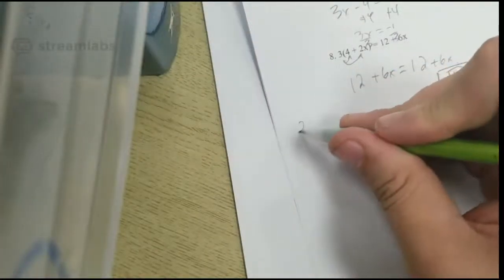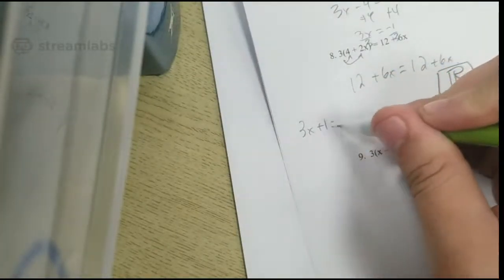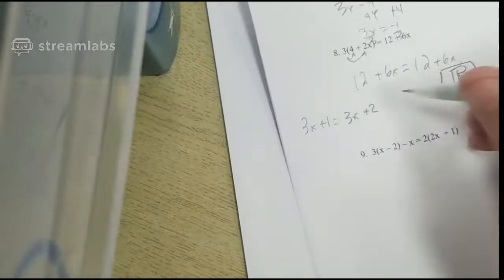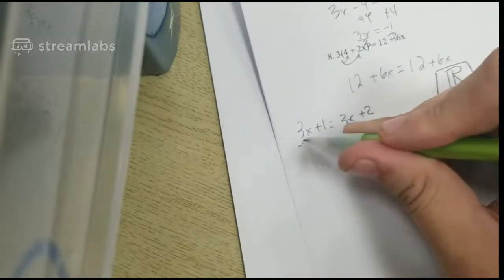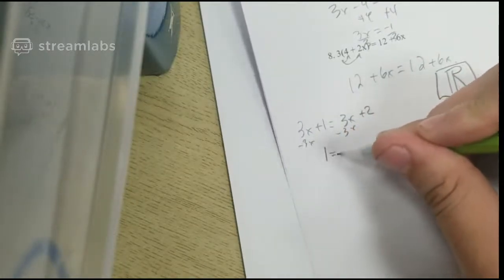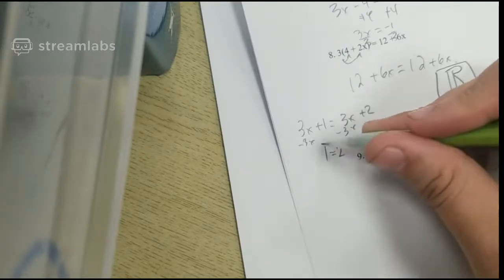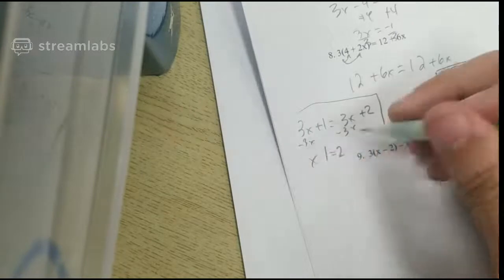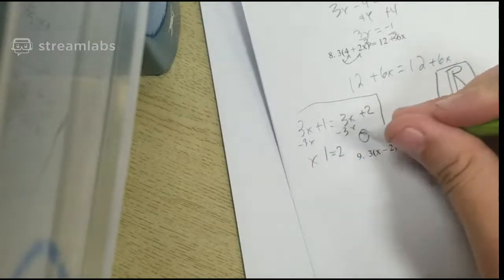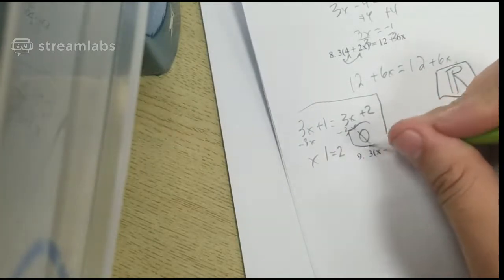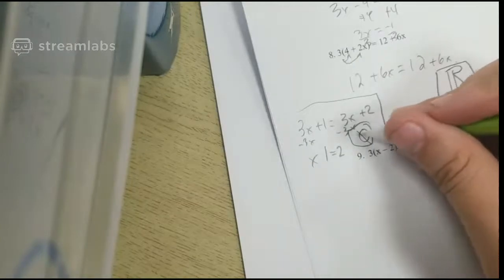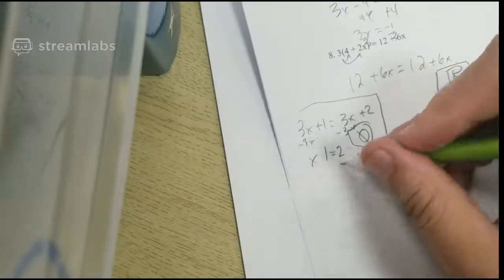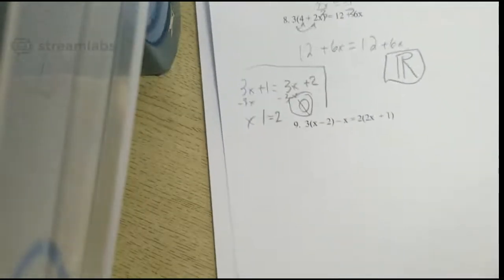So let's say it was something like 3x plus 1 equals 3x plus 2, and you subtract 3x on both sides, and you notice it's 1 equals 2. As soon as you see that's not a true statement, then we could say that's no solution. So it usually looks like a 0 that's crossed out, or I'll write the words no solution.